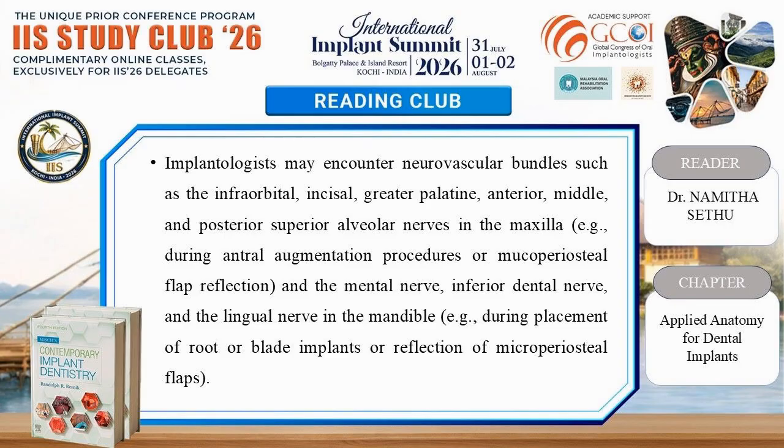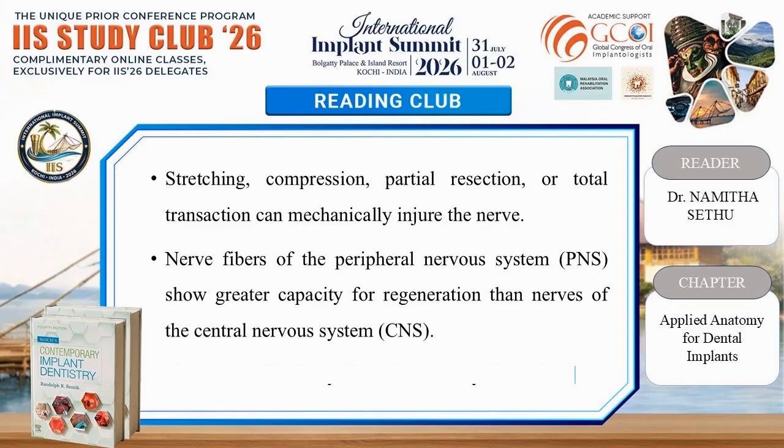Implantologists may encounter neurovascular bundles such as infraorbital, incisive, greater palatine, anterior, middle and posterior superior alveolar nerves in the maxilla during antral augmentation procedures or mucoperiosteal flap reflection, and the mental nerve, inferior dental nerve and lingual nerve in the mandible during placement of root or blade implants or reflection of mucoperiosteal flaps. Stretching, compression, partial resection or total transection can mechanically injure the nerve.